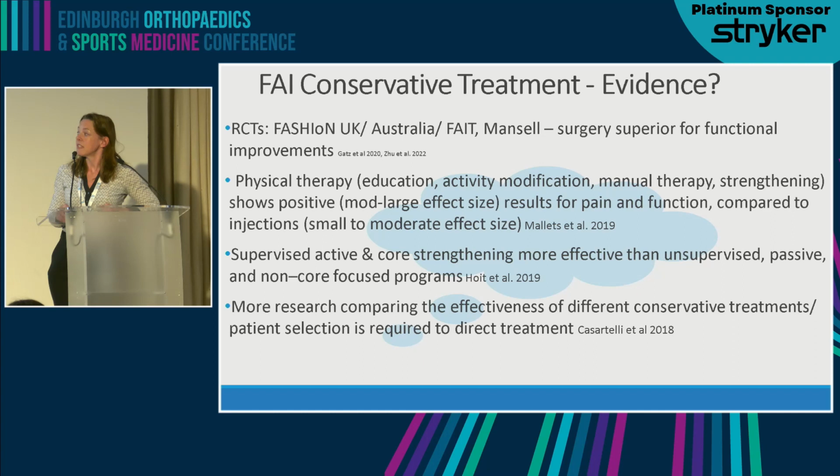But we do need more research comparing the effectiveness of different conservative treatments, and patient selection is probably needed more in this group to direct treatment. So I think it may move on that we need more subgrouping to identify which patients will improve, as has been done in other areas. And then more recently, there's been some evidence around injection plus physio, which gives beneficial results. And I know in elite sport that's probably used a bit more commonly as a way of managing patients.